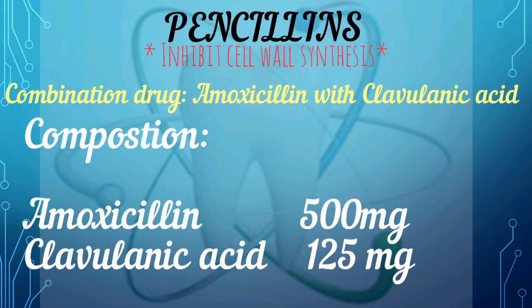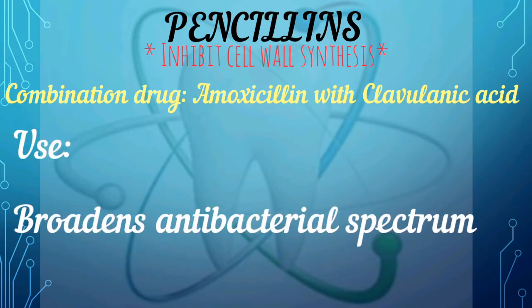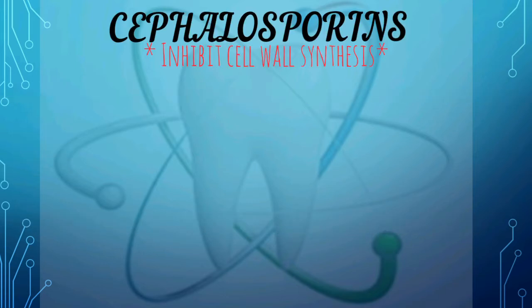The composition of this combination drug includes amoxicillin, which is 500 mg, and clavulanic acid, which is 125 mg, together forming 625 mg. Now, what is actually the use of this combination drug? The combination will result in broadening of the antibacterial spectrum of amoxicillin to include organisms that are resistant to amoxicillin because of their beta-lactamase production, like species of Staphylococcus and some gram-negative bacteria like E. coli.